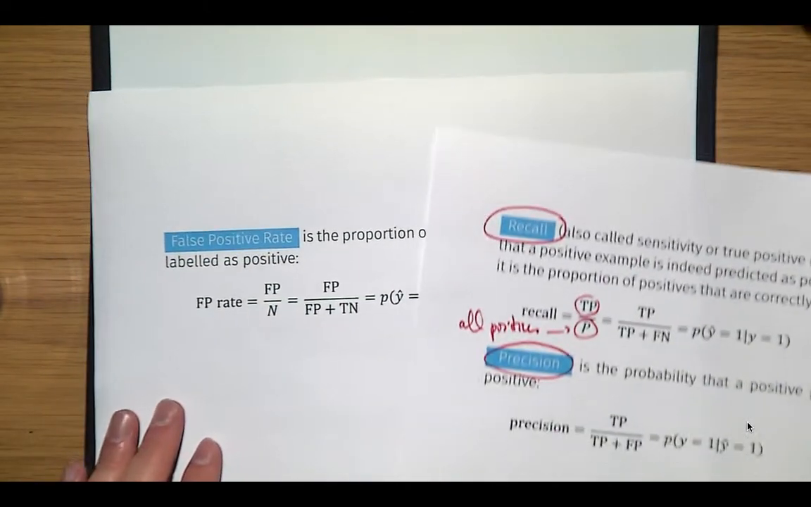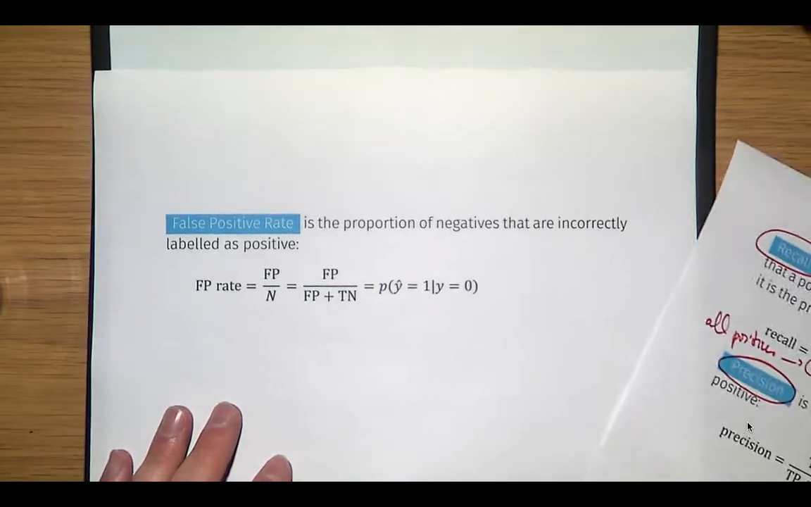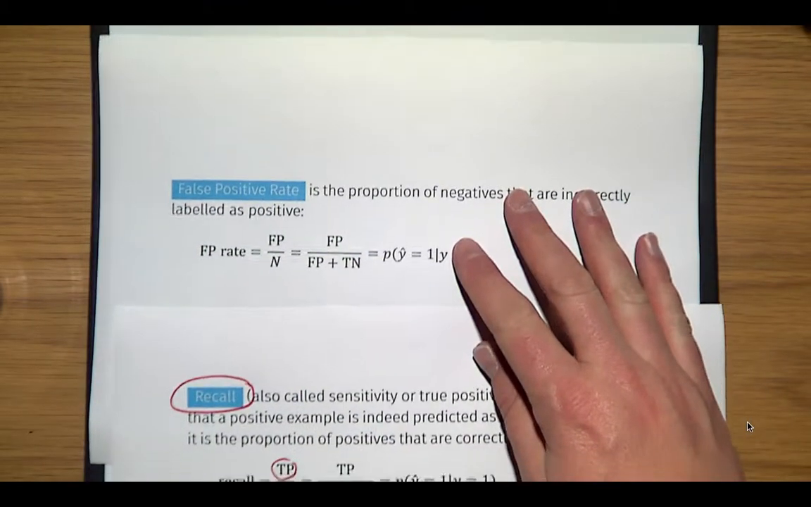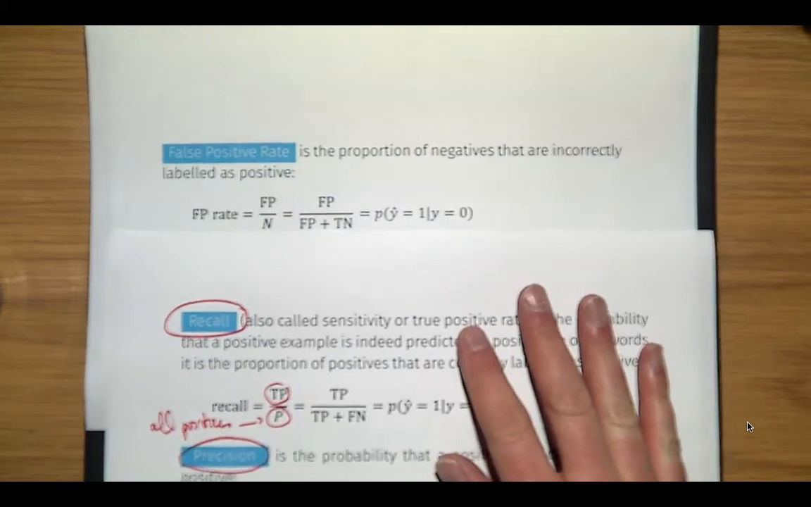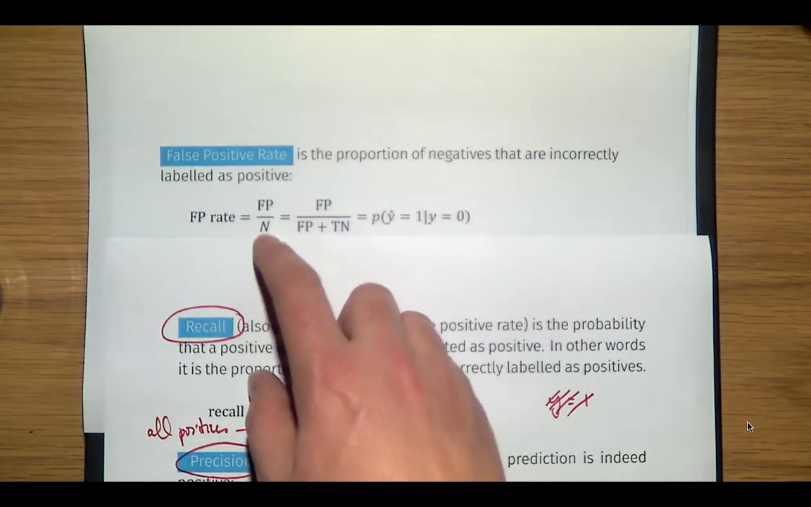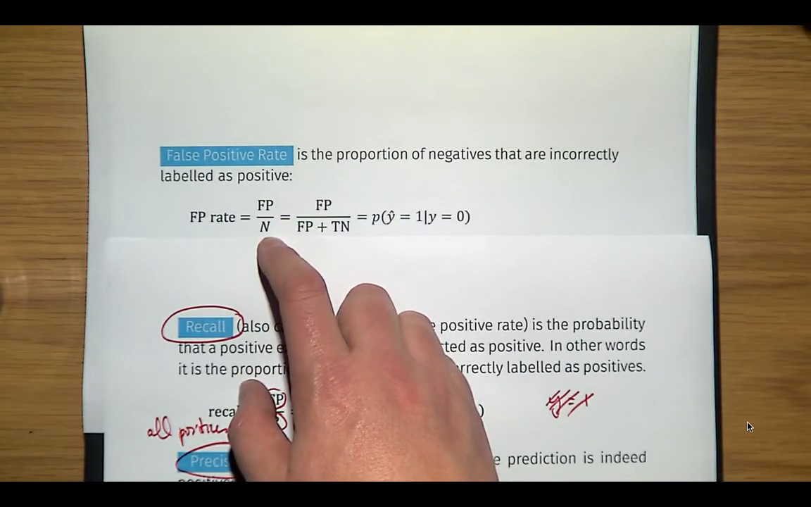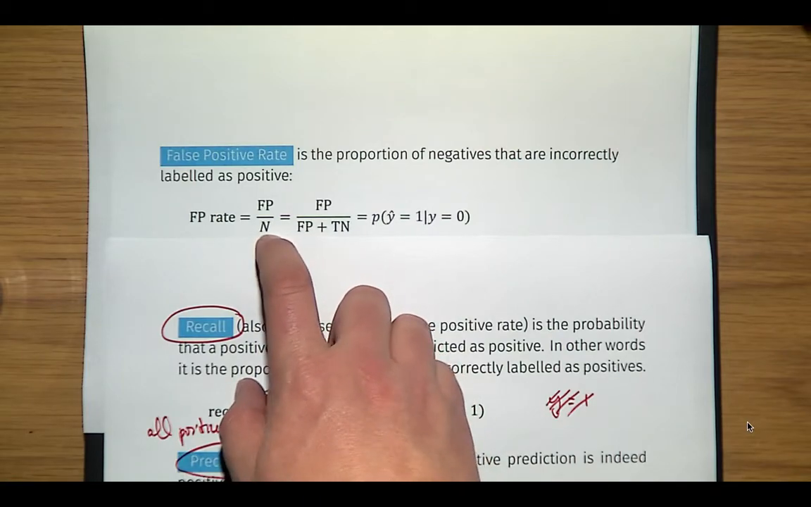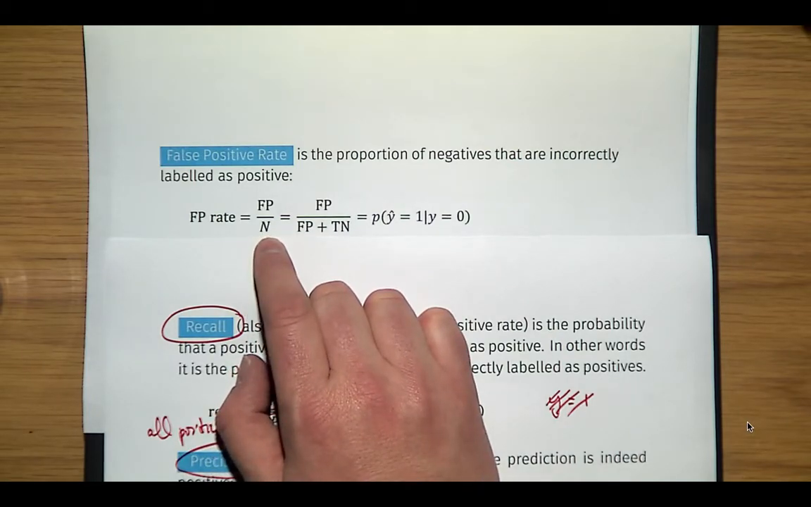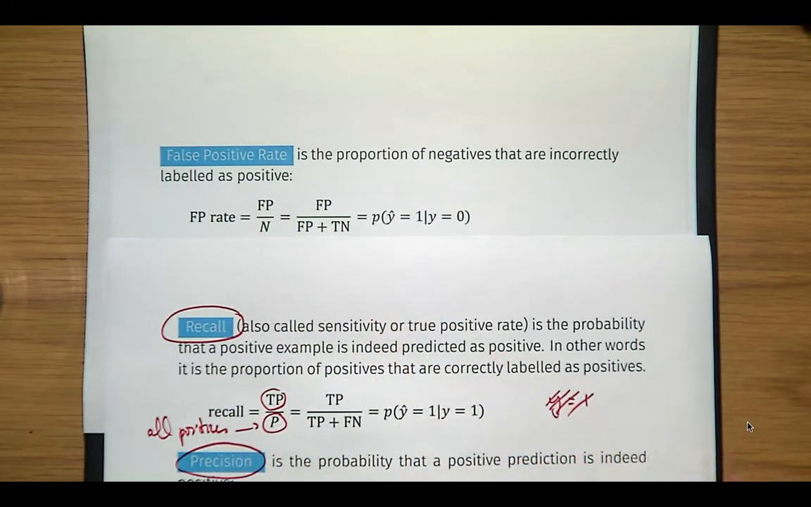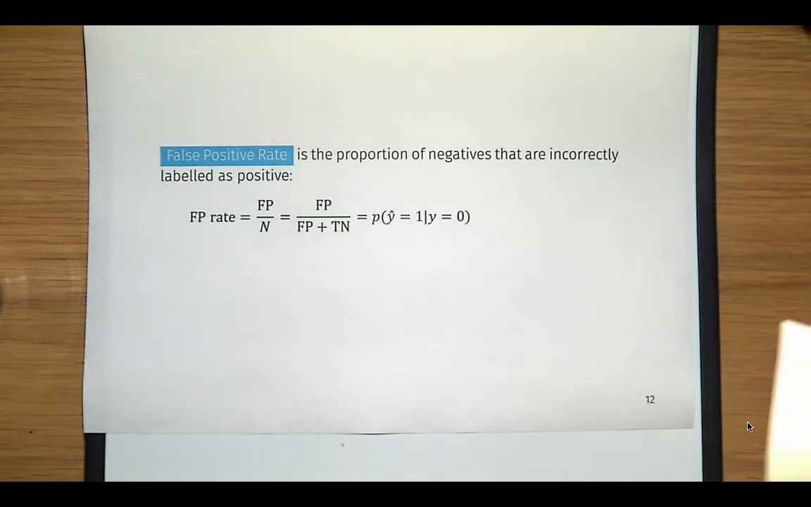Another one here is the false positive rate. Okay, so same as recall, kind of, but for negative numbers. So it's a ratio. It's a proportion of negative numbers that are incorrectly labeled as positive. So you're going to look at all the negative numbers you're supposed to have, and you look at how many are actually flagged as being positive when they should have been negative. So it's kind of the error you have.